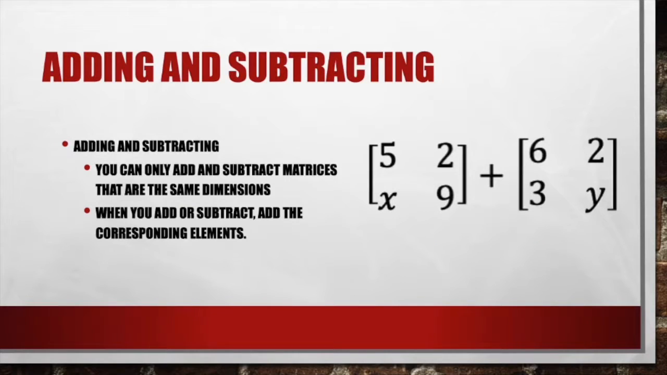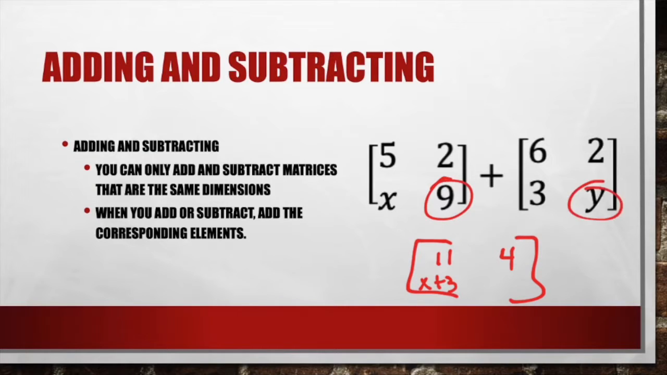To add them, we just add their corresponding elements. So this one's going to be a 5 and a 6. I'm going to add them up to be 11. I'm going to have this 2 and 2, and it's going to add up to 4. We have the x and the 3. We can't put them together, but we can add them: x plus 3. And then we have the 9 and the y, and we can put those together: 9 plus y. And there would be our answer.